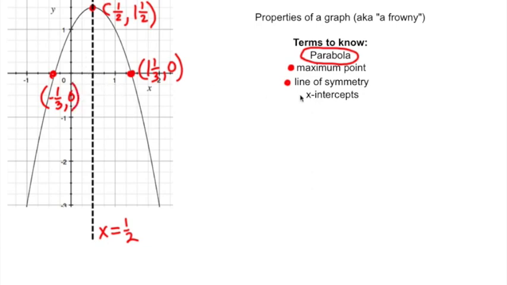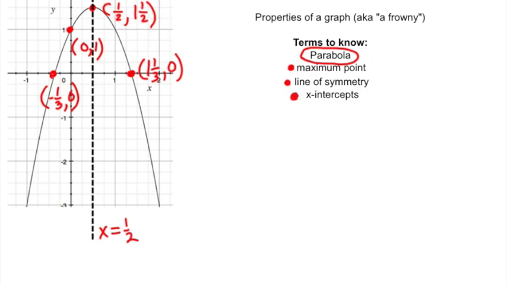And then also, I should label the y-intercept. I didn't have it listed, but we should label it anyway. We can see it crosses the y-axis at 0, 1. As long as I've been given those 4 points, I'm pretty sure I can graph any parabola.